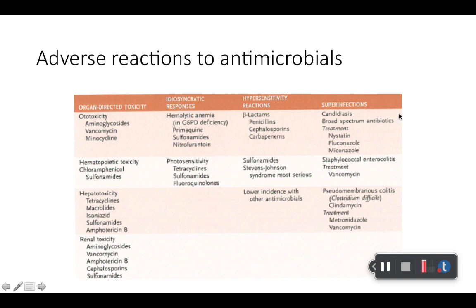Hypersensitive reactions, I wouldn't spend some more time on that, but put a star by that as well. And then the superinfections, I would pay attention to, look at those. I think those are also important. And some of this table may be repetitive, or you may see later on, but I like this table in general, and I'd like you guys to pay attention to that, please.